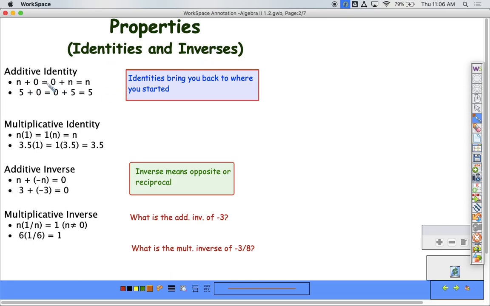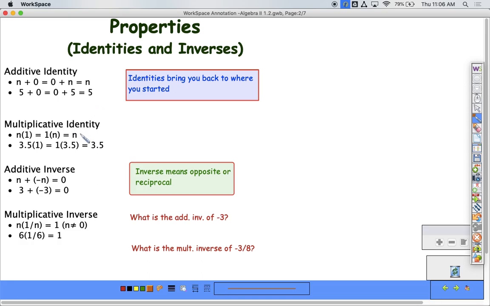So identities, what happens with an identity is, you have a number, say n or 5. You're going to add something to it, and you get back to where you started. It keeps its identity is one way to think about it. So additive identity property just says if you have a number, you add 0 to it, well, you end up with the same number. n plus 0 is going to be n, no matter what number it is. 5 plus 0 is going to be 5, no matter what.